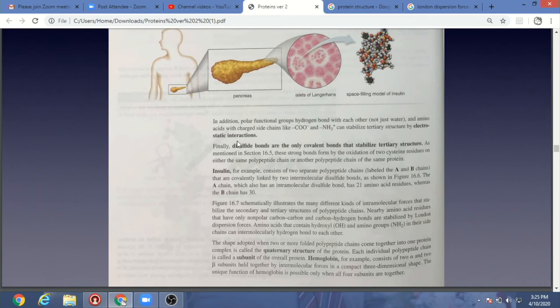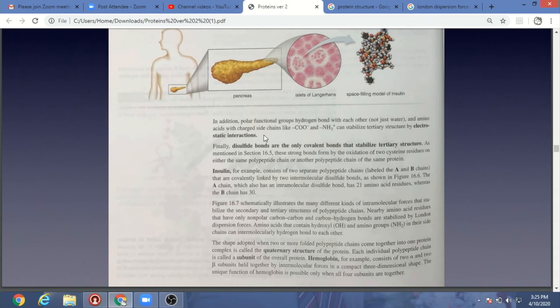In addition, polar functional groups like the carbonyls or carboxylic acids, carboxylate ions, I should say, and these ammonium cations, can also stabilize tertiary structure by electrostatic interactions. So when you have a negatively charged region of an amino acid and a positively charged region of another amino acid, they can be attracted to each other.